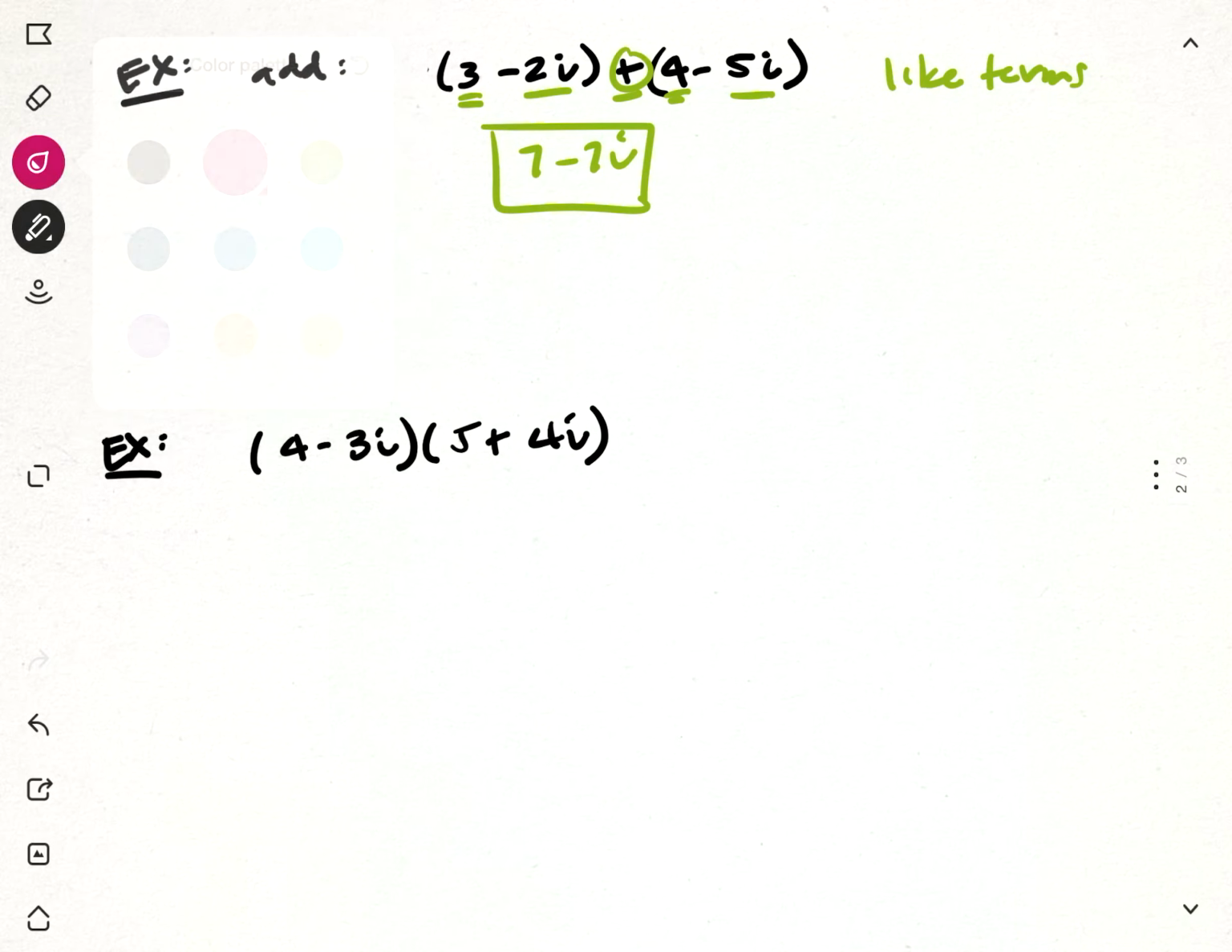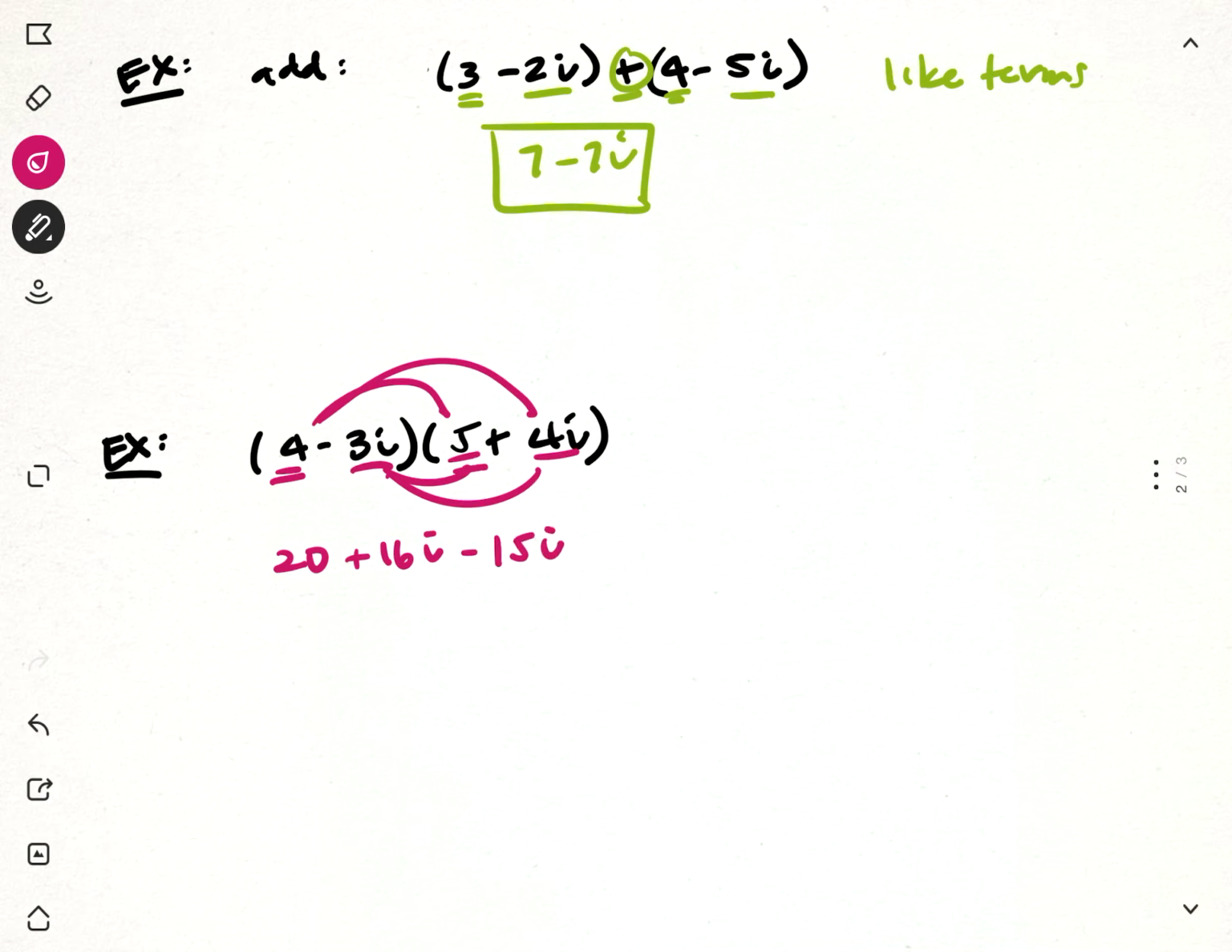The next example, we're multiplying two binomials. So we're just going to make sure that we take each part and multiply it by the second parentheses. So we have 4 times 5 is 20. Then we have 4 times 4i is 16i. -3i times 5 is -15i. And -3i times 4i is -12i squared. Be careful here.